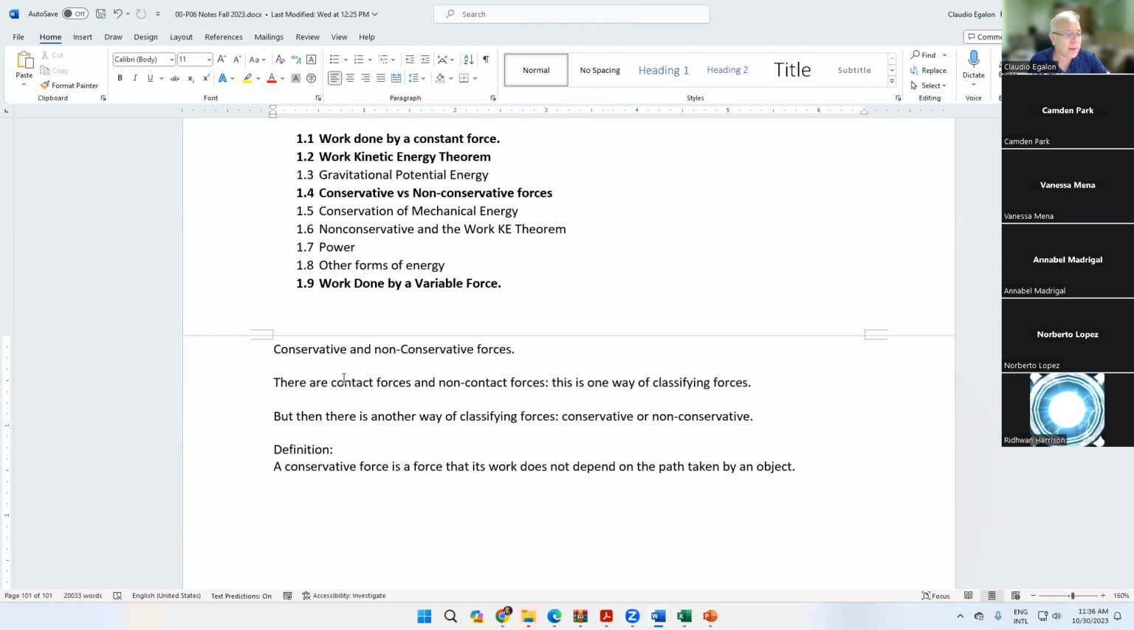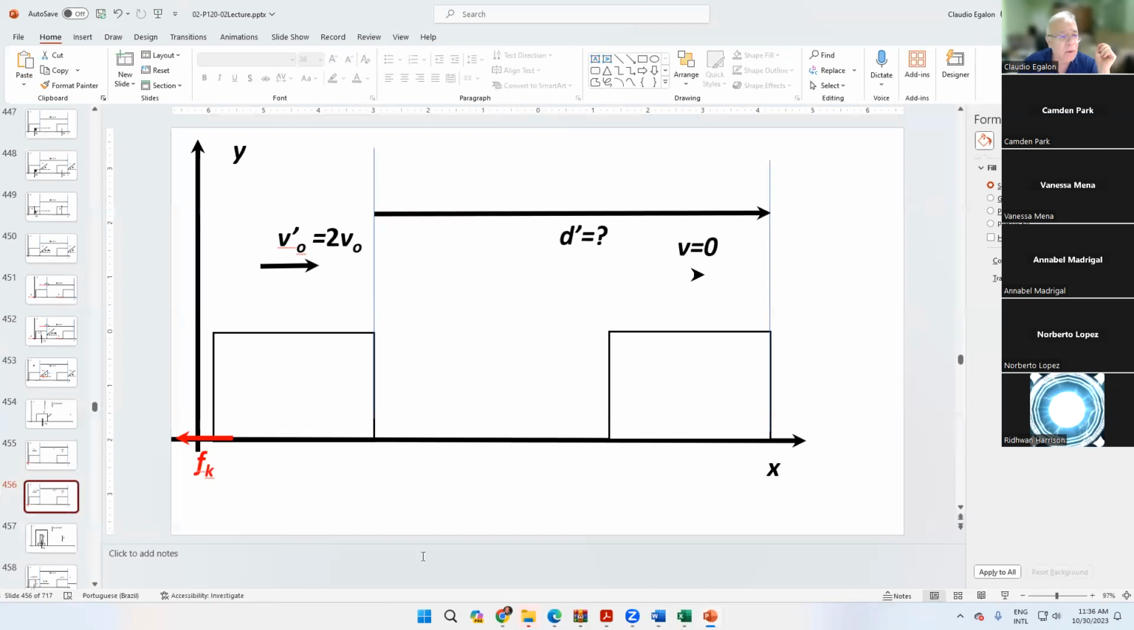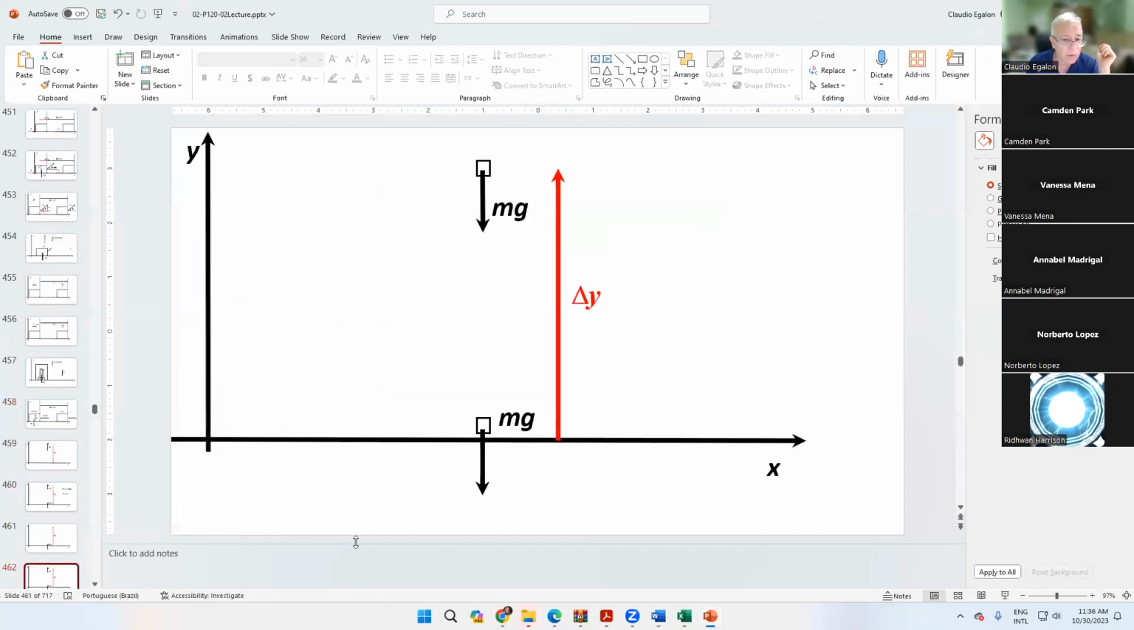Not so obvious, right? The name doesn't tell right away what it means, but that's what it exactly means. And I'm going to illustrate what the difference is between conservative and non-conservative forces.